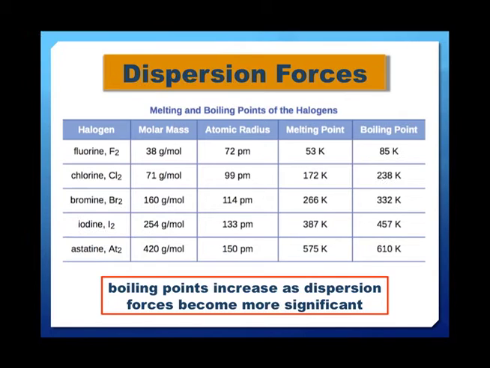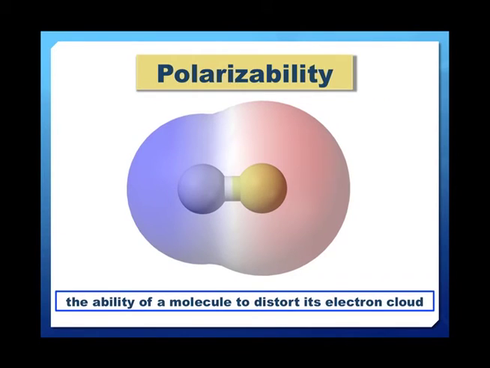The larger the atom, the further away the valence electrons are from the nucleus, and the more readily they can form instantaneous and induced dipoles. The measure of how readily an atom can distort its electron cloud is called polarizability. The more it can distort, the more polarizable it is, and thus the more strongly it can participate in dispersion interactions.